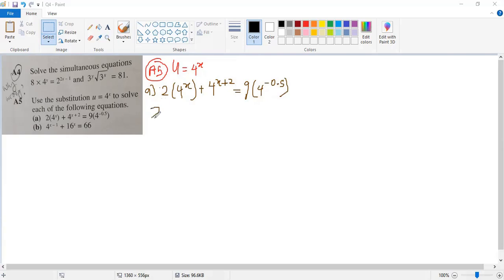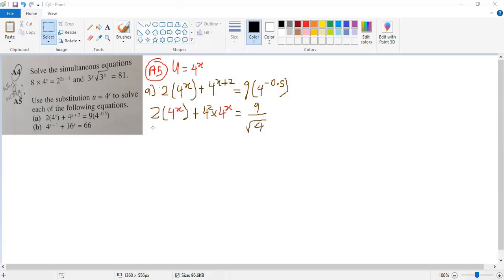So the first thing we realize is that this one I can write as 4 to the power x. Let me just change the color only on this. So 4 to the power x, I put in red, so it's easy to see that that can be substituted out. This one is 4 square times 4 to the power of x, x plus 2. This is 9 over 4 to the power of 0.5, which means 0.5 is half. So I'm just going to write it as square root of, negative means bring it down, square root of 4.